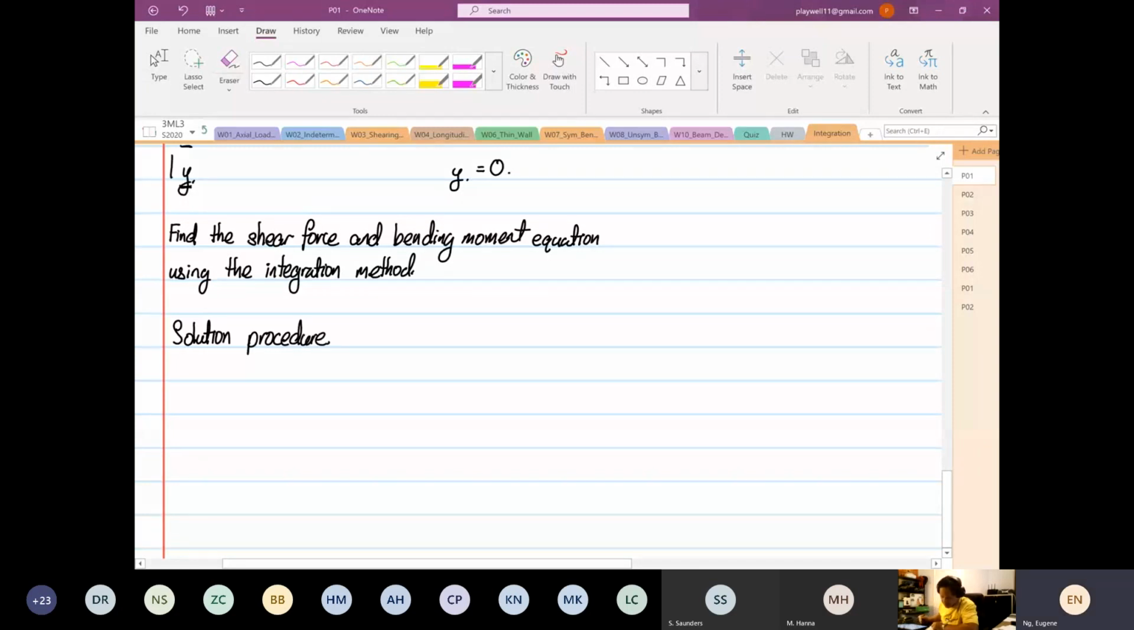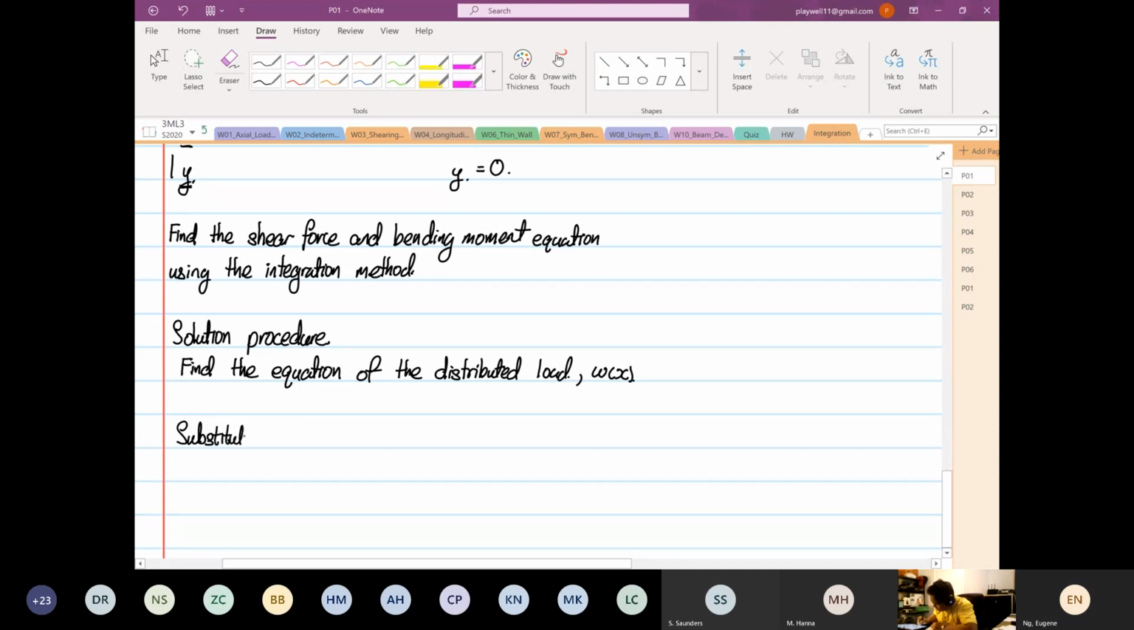So the first thing we have to do is find the equation of the distributed load. For this case, we are going to identify what is our omega as a function of x. Then after that, we're going to substitute into dV over dx is equal to minus omega as a function of x.